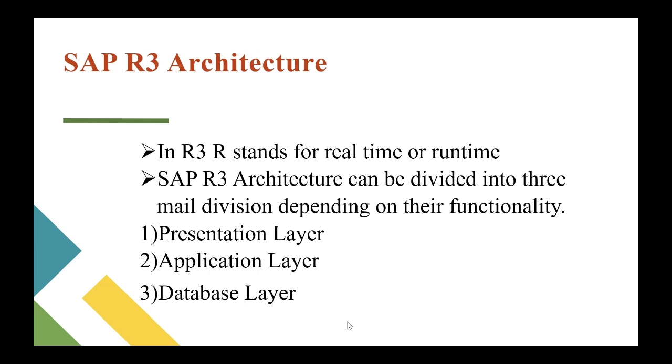Now, SAP R3 architecture can be divided into three main divisions depending on their functionalities. The complete operation of SAP, here we are going to study by dividing it into layers. First, we call it the presentation layer, the application layer second, and the third one is the database layer. Like network operations, which we study with the help of the OSI model or TCP/IP model, here in SAP architecture we are going to study all these operations with the help of these three layers: the presentation layer, application layer, and database layer.